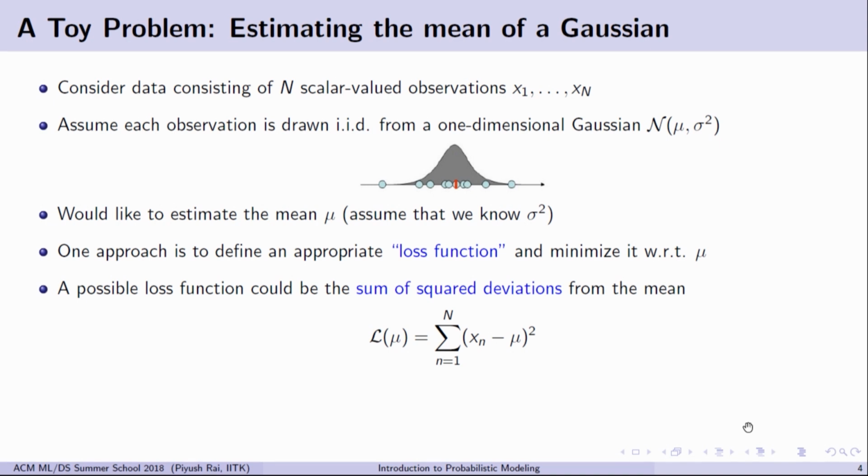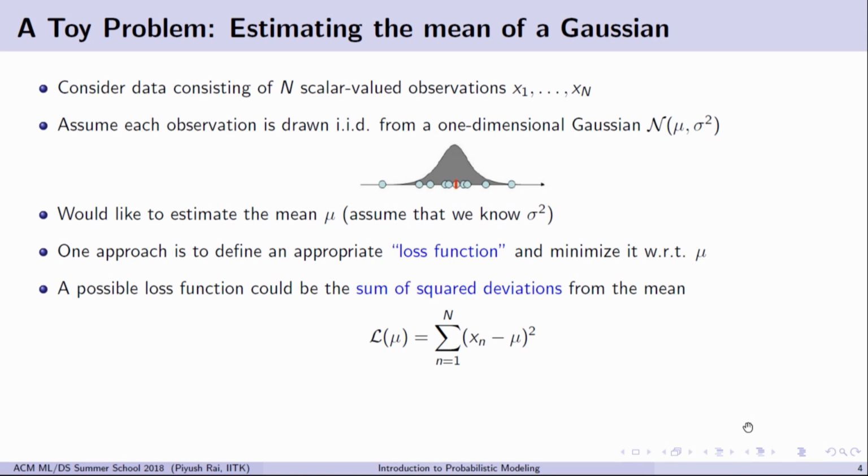It is measuring the deviation of every data point from the mean that we are trying to estimate. Okay, so this can be a plausible loss function. Of course, there can be different other types of loss functions that you can define, but this is a reasonable loss function that you can think of for this problem. Okay, all right. So we have defined a loss function. It's clearly a function of mu.